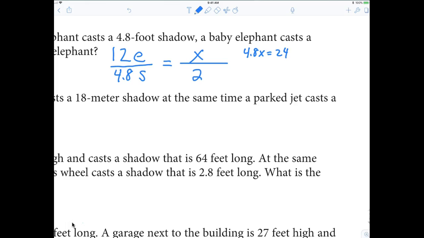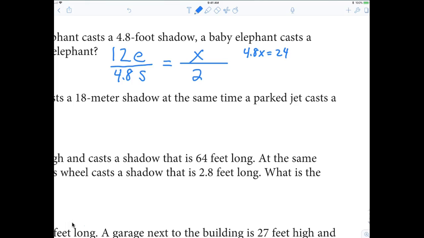Somebody keeps asking me about the calculator. I want you to stop asking me about the calculator. If I let you use the calculator in class, guess what? You can use it on the test. You know how to do everything. Right now, I'm testing your ability to solve proportions and fractions. That's what we're testing. I've already taught you how to do the fractions.